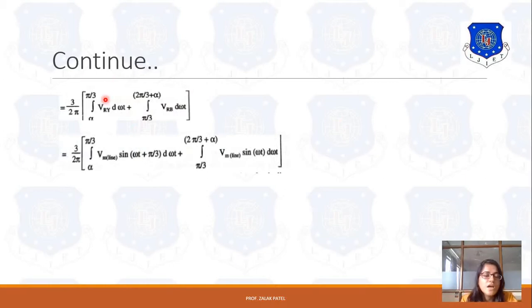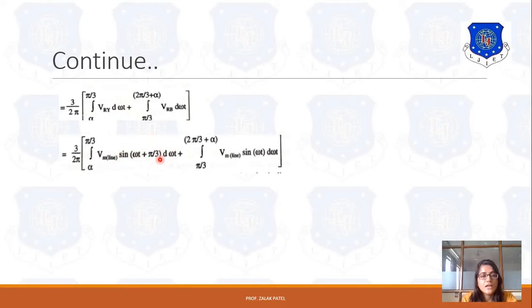Now we have to integrate this. So instead of VRY, we can write Vm sin omega t plus pi by 3, and in the same way here Vm sin omega t d omega t, and we have to integrate this. So VRY is sin of omega t plus pi by 3, and VRB is sin omega t. Here the phase difference is added because the line voltages are separated by the angle pi by 3, that means a 60 degree phase difference. So we have to add this pi by 3 over here.